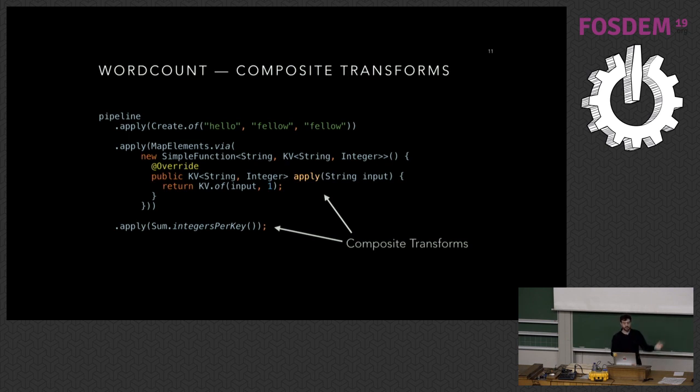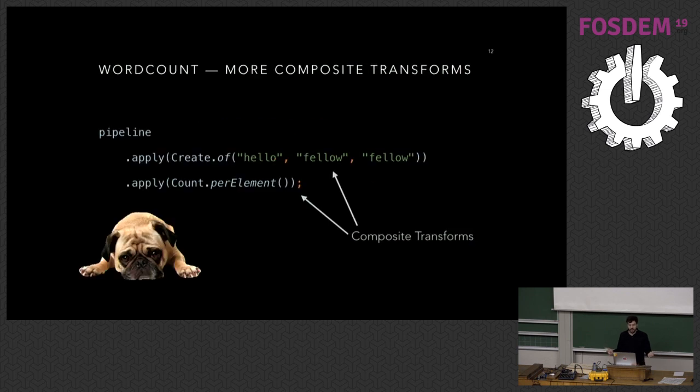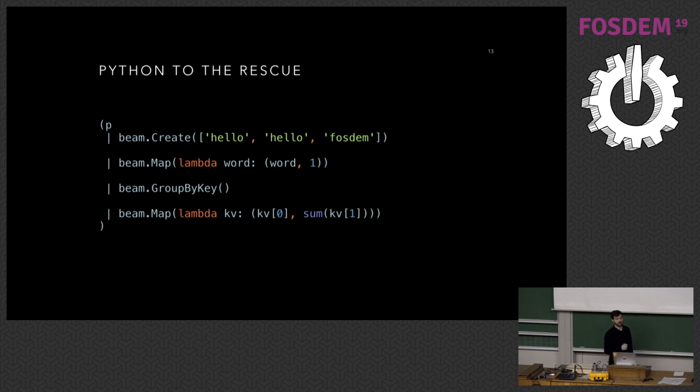And we use an integers per key composite transform, which basically sums up the number of occurrences for each key. And we can simplify this even further by just using this count per element composite transform. So that looks pretty simple, right? There are a lot of these transforms in Beam, and if you read the documentation, you can write really readable code, even in Java, because that is a Java API. Fortunately, we also have a Python API, which looks so much nicer.